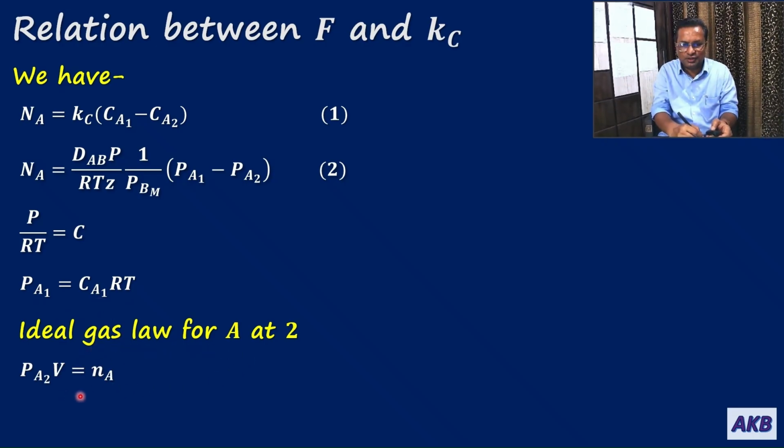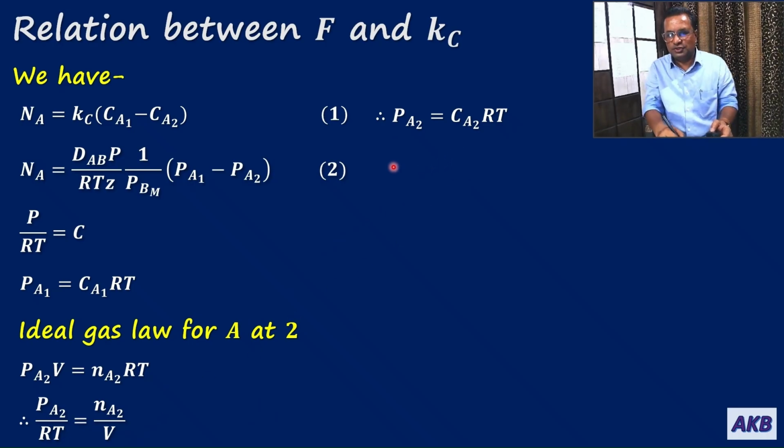So it will be PA2 into V is equal to NA2 into R into T. Partial pressure of A at 2 into volume is equal to moles of A at 2 into R into T. That is, PA2 upon RT is NA2 upon V, and NA2 upon V is molar concentration CA2. So therefore PA2 is equal to CA2 into RT. So now I can replace PA2 with CA2 into RT in equation 2.